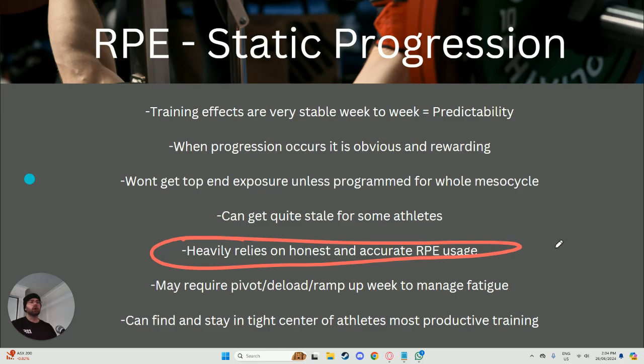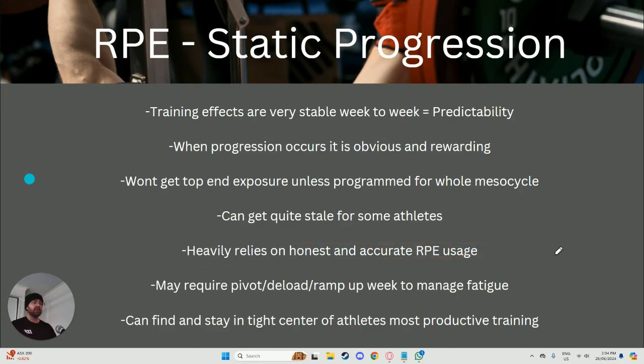Heavily relies on honest and accurate RPE usage. This is a big one, right? So let's say I'm an overeager athlete, right? And I come in and I start deadlifting 200 for 5. And it's supposed to be a 6 RPE. And the first week, maybe it's more like a 7, but it should have been a 6. And then because I don't want to go down under 200, I keep it there the next week. And it doesn't really feel any easier.